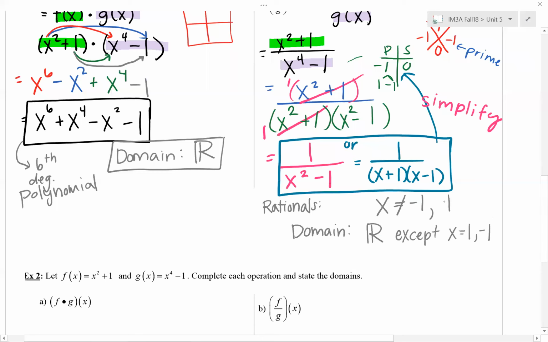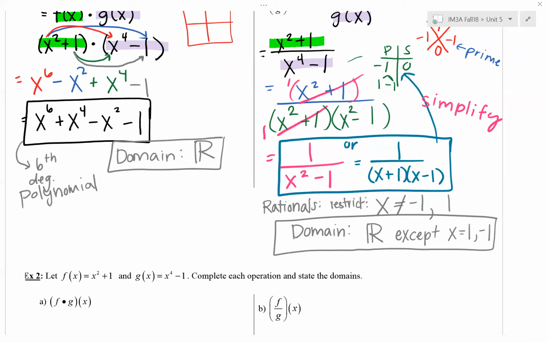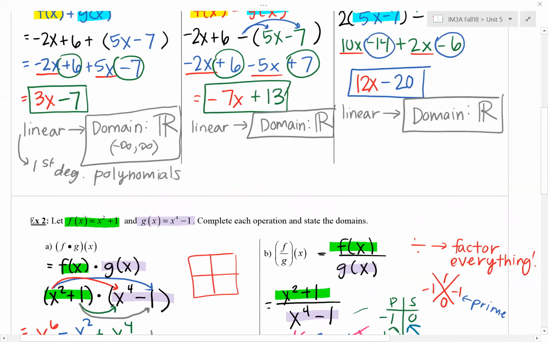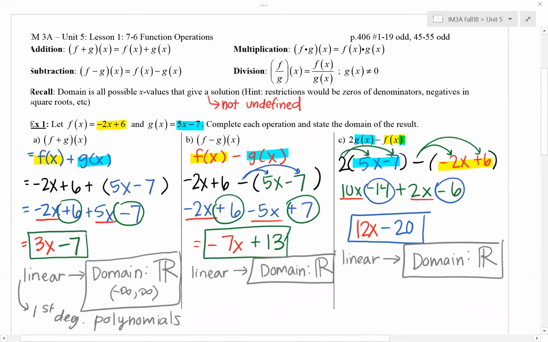Okay, so when it's rationals, we have these restrictions, and that tells us what's excluded from our domain. So typically we would have all real numbers. Because these values, 1 or -1, would give us 1/0, which is undefined, we have to exclude them from our domain. So really the only time you're going to have different values on your domain are when you're dividing, or if you're given a rational expression to start with.